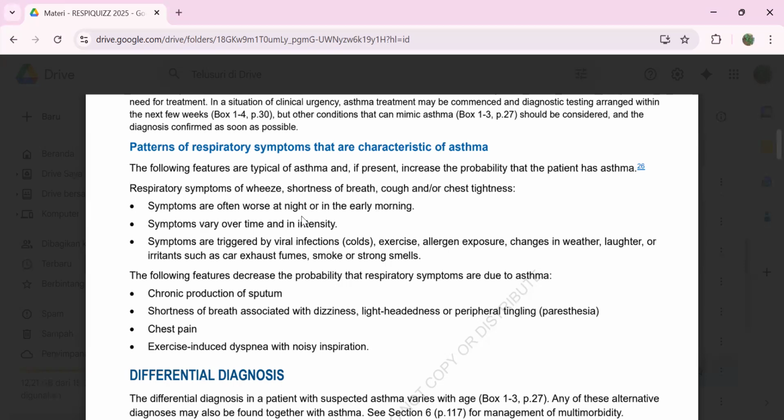The following features decrease the probability that respiratory symptoms are due to asthma: chronic production of sputum, shortness of breath associated with dizziness, lightheadedness, peripheral tingling or paresthesia, chest pain, and exercise-induced dyspnea with noisy inspiration. Differential diagnosis: the differential diagnosis in a patient with suspected asthma varies with age. Any of these alternative diagnoses may also be found together with asthma.